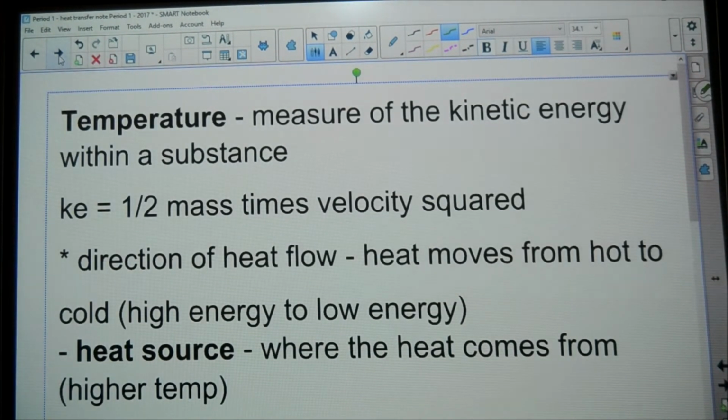All right, looking at temperature. This one you guys will talk about next year in chemistry. Temperature, you're measuring the average amount of kinetic energy. Remember, kinetic energy, half mass times the velocity squared. All right, temperature with that one, your energy is more when the temperature is higher, more kinetic energy. So your direction of heat flow is always from high energy to low energy, or high temperature to lower temperature.